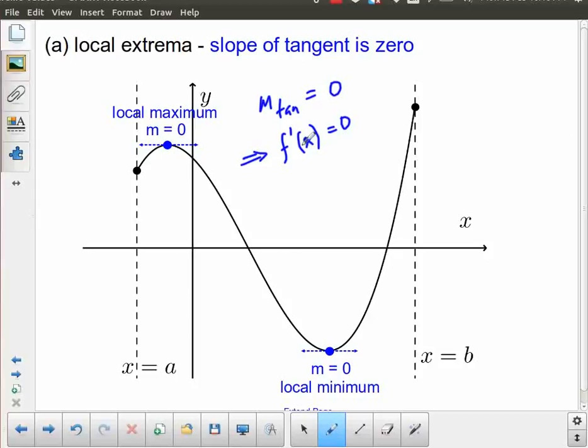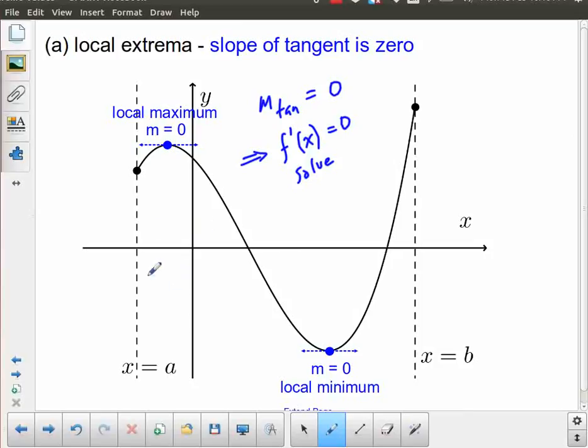So when we talk about the slope being 0, what that really means is that we're going to take the first derivative and we're going to solve it for when is the first derivative equal to 0. So in this case we have those two values. These are known as local extrema. The slope of the tangent is equal to 0.